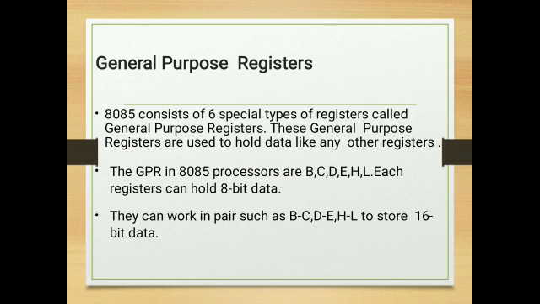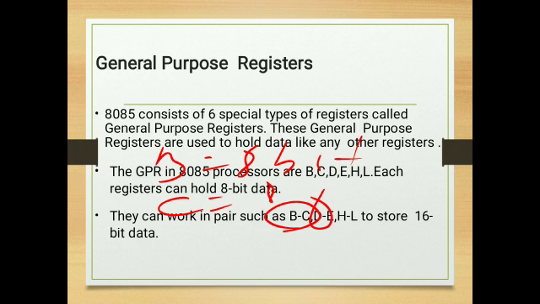General purpose register. 8085 consists of 6 special type of register called general purpose register. These general purpose registers are used to hold data like any other register. The GPRs, general purpose registers in the 8085 microprocessor, are B, C, D, E, H, L. Each register can hold 8-bit data. B register is 8-bit data. C is 8 bits. Similarly, D, E, H, L are also 8-bit registers. They can work in pairs such as BC, DE, HL to store 16-bit data.